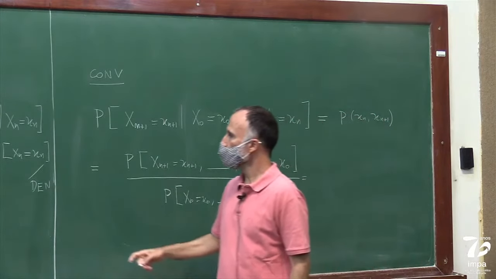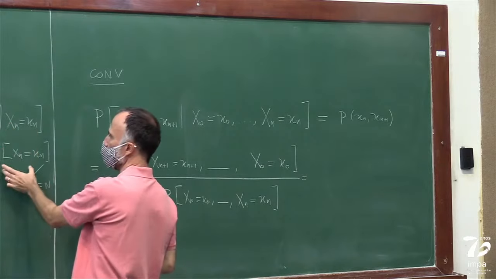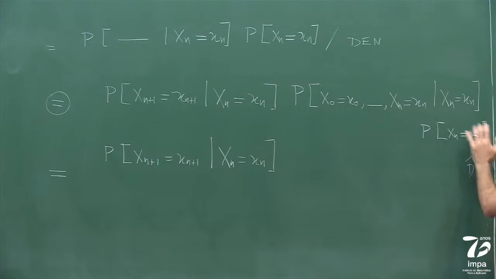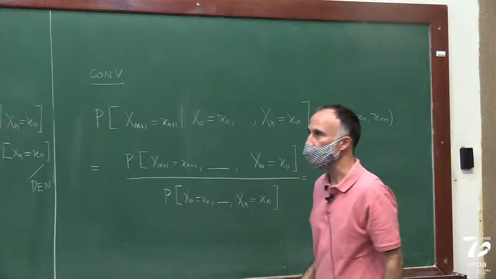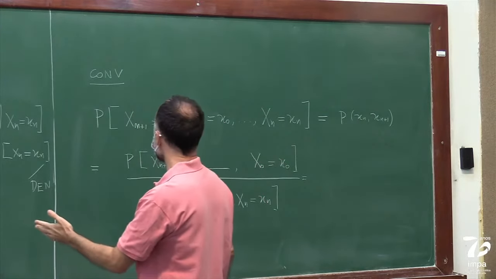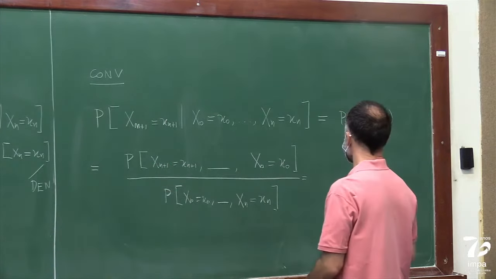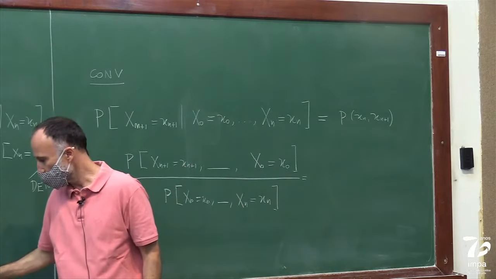Okay? So once you multiply this conditional probability by this probability, you get the probability of this event, and this is exactly what's appearing in the denominator. So this is equal to what? And this is what I wanted to prove. So I didn't prove what I promised, because it's wrong.